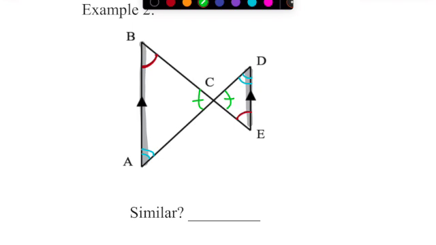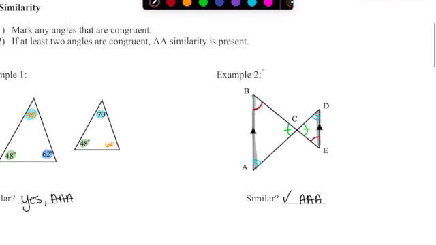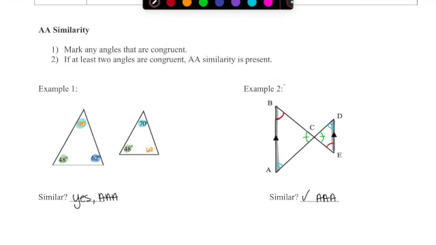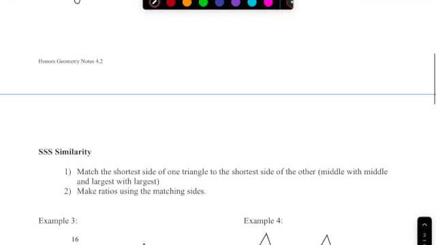So are at least 2 of the 3 angles congruent? Yes, they are. Therefore, this is similar, and you would say by angle, angle, angle. And then if it needed a similarity statement, you would do that. But that's how you check for similarity using angle, angle, angle. Those are just 2 different examples.